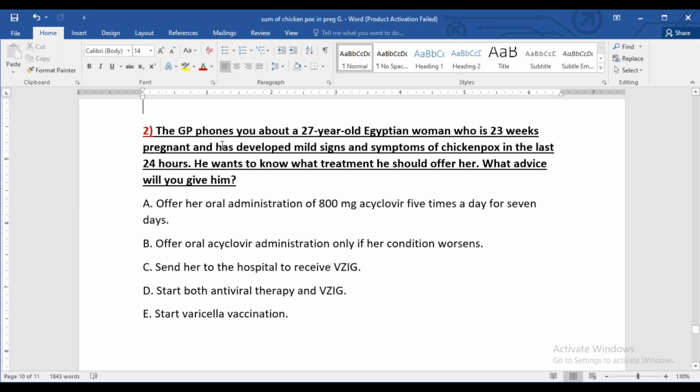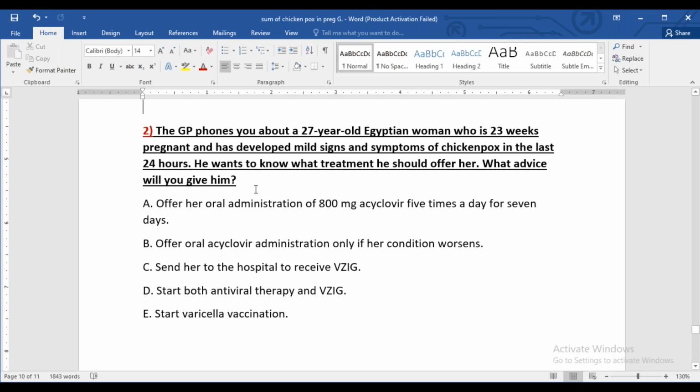The GP phoned about a 27 years old Egyptian woman who is 23 weeks pregnant and has developed mild signs and symptoms of chickenpox in the last 24 hours. He wants to know what treatment he should offer her. What advice will you give him?